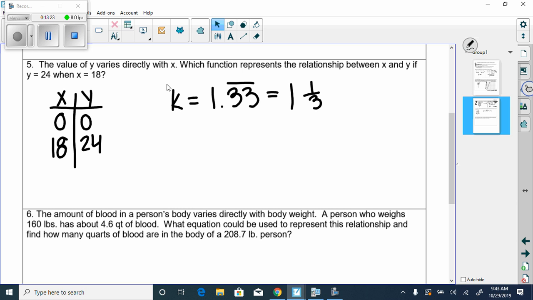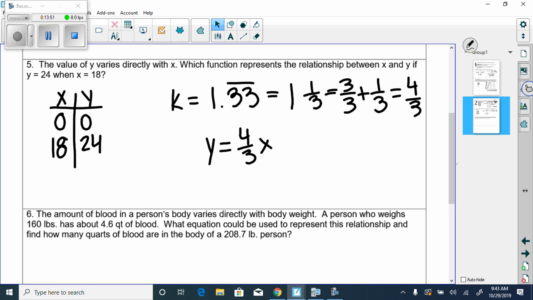But we don't want it written like this either, right? We want it to be all one thing, so it tells us how much right, because I could rewrite 1 as 3 over 3. I add those 2 together, and I do get 4 over 3. 3 over 3 is the same as 1, so I just replace the 1 with a common denominator. So we get that y equals 4/3 x.